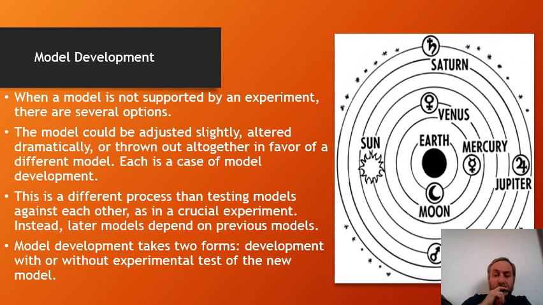So this is not the same thing as a crucial experiment where you're testing models against each other, right? In this process, the later models depend on the previous models, right? It's a development. For the purposes of our method of analysis, we can distinguish two forms of model development: development with or without experimental test of the new model. Here I have an old Aristotelian or Ptolemaic model of the solar system, right, with the Earth at the center there. You see that?